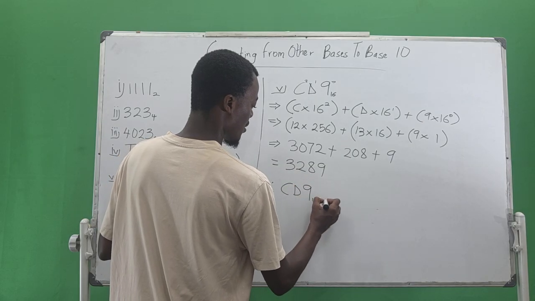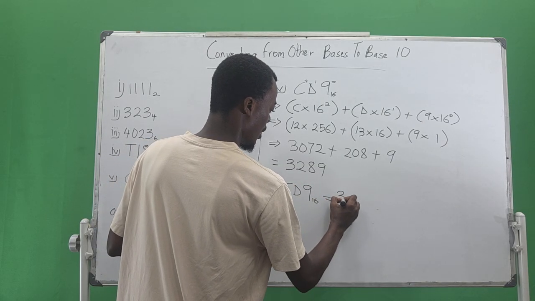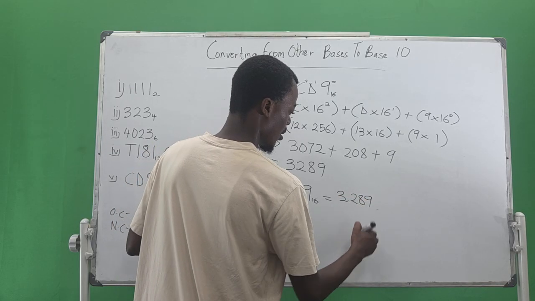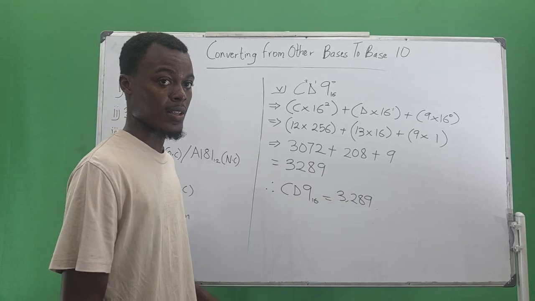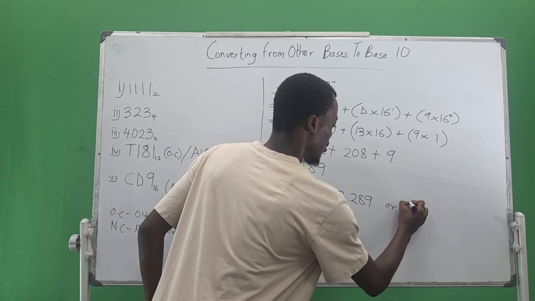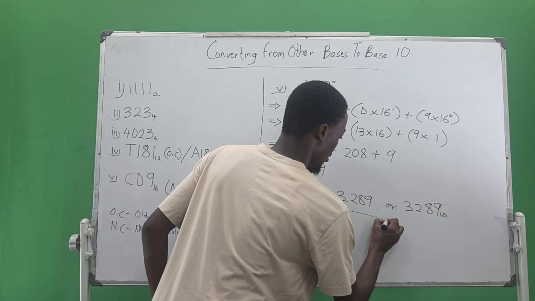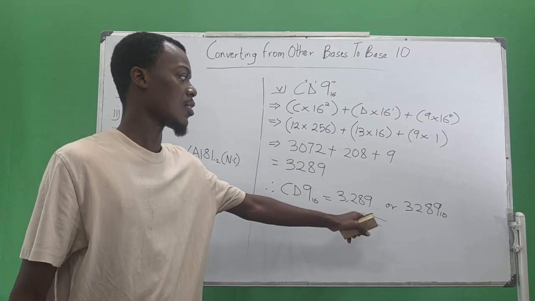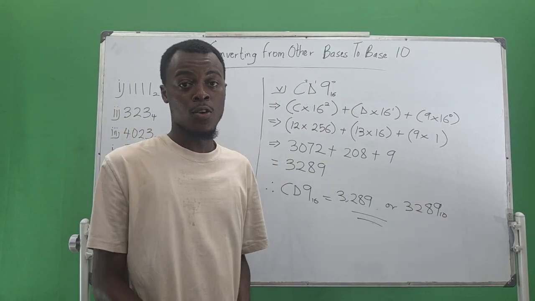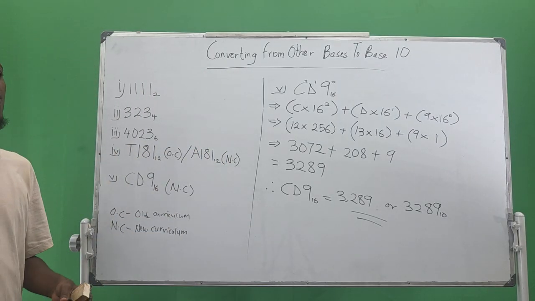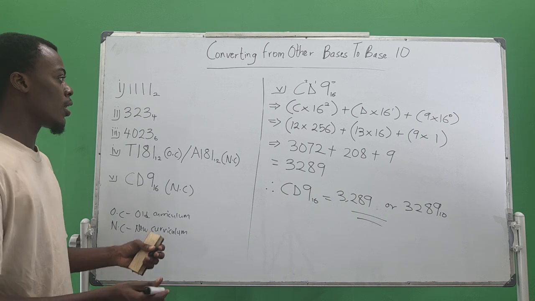So therefore, CD9 base 16 is 3,289. Okay, this one is in base 10, so 3,289 base 10. So guys, whether you write this or this, they are all correct. Okay. So now that's the end of this course.